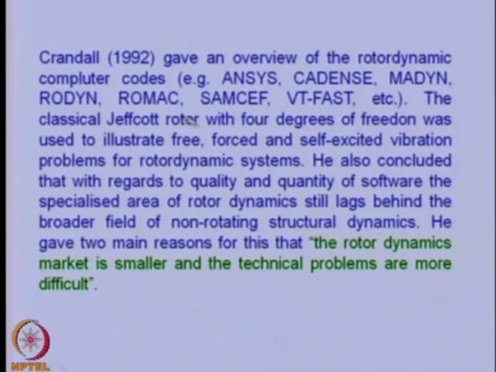The classical Jeffcott rotor with 4 degrees of freedom was used to illustrate free, forced and self-excited vibration problems for rotor dynamic systems. He also concluded that with regard to quality and quantity of software, the specialized area of rotor dynamics still lags behind the broader field of non-rotating structural dynamics. He gave two main reasons for this: that the rotor dynamics market is small and the technical problems are more difficult.